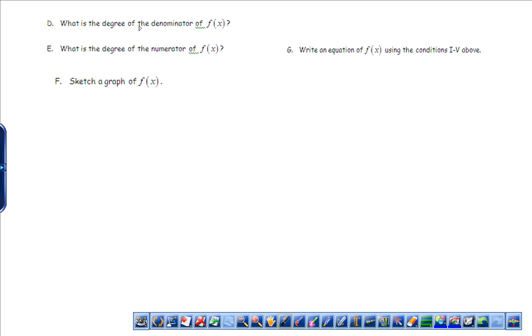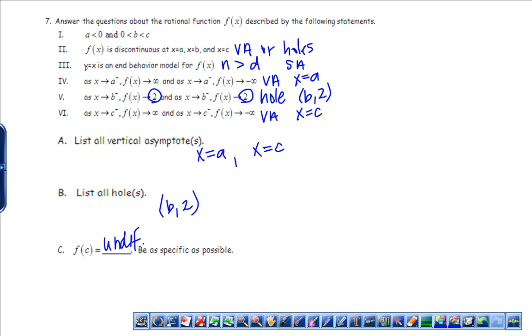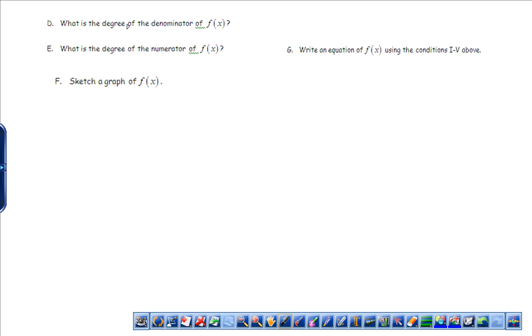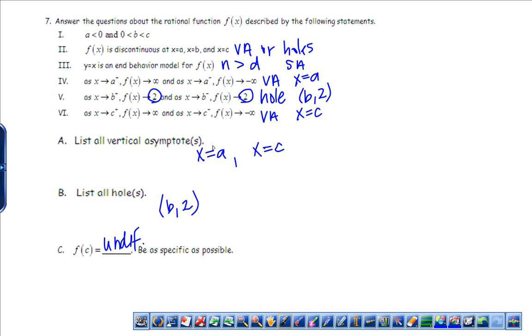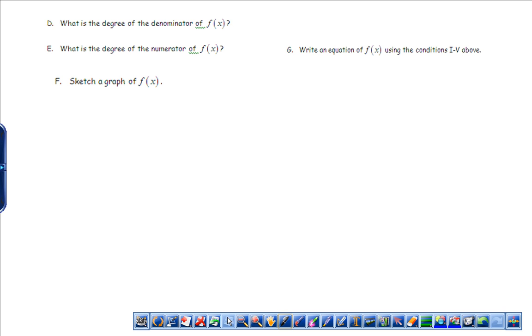It says, what is the degree of the denominator? On the previous page we said that since we have a slant asymptote, y equals x, your numerator has to be greater than the denominator. So we've got vertical asymptotes at A and C, which we know are already in the denominator, and we have a hole. So right now we've got 3 things in the denominator. I'm going to say 3 in the denominator, and if the numerator has to be greater than that, I'm going to say it's 4.